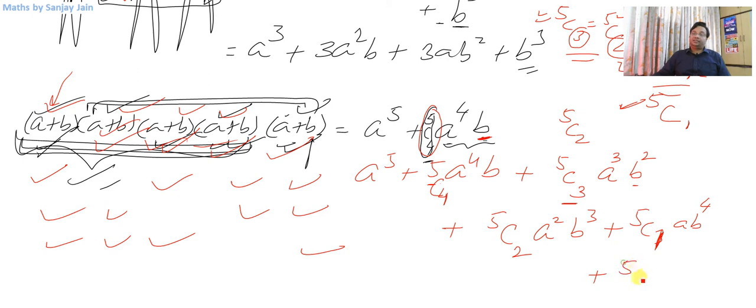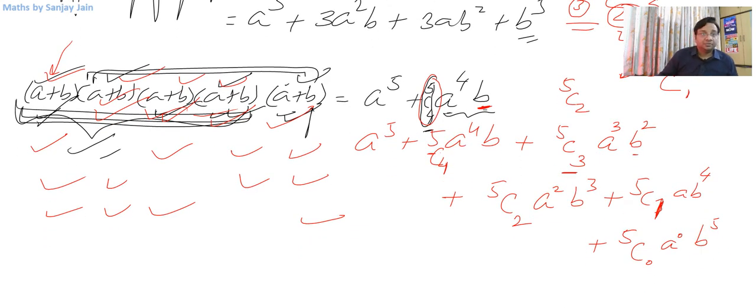Then I'll select a from 0 brackets and b from all of the 5. And you could have written these coefficients from the other perspective. This is something that I've already discussed, that I have selected 5c4, that a is selected from 4 brackets, or I can say I select b from one bracket. These two are equivalent.